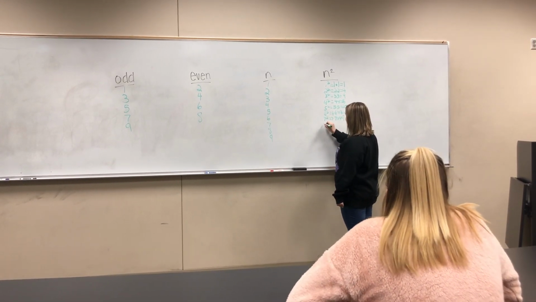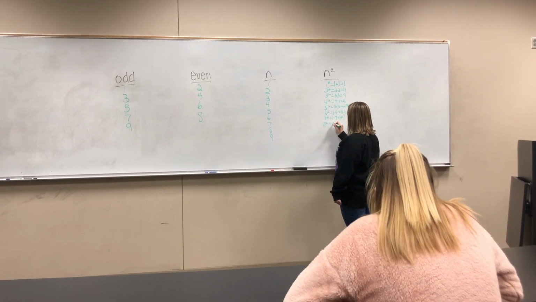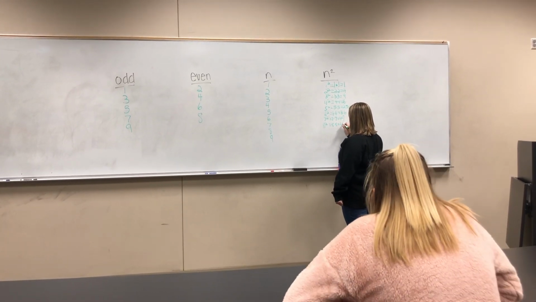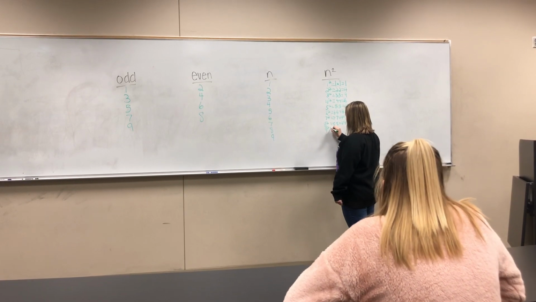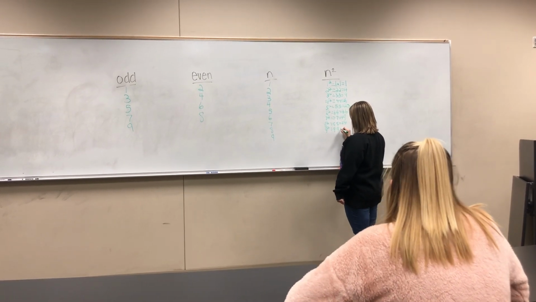Good. 2 left. You've got this. 8 squared is 8 times 8, which is 64. Yep. And last one. 9 squared is 9 times 9, which is 81.